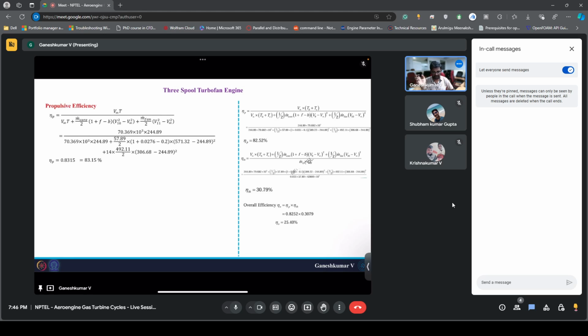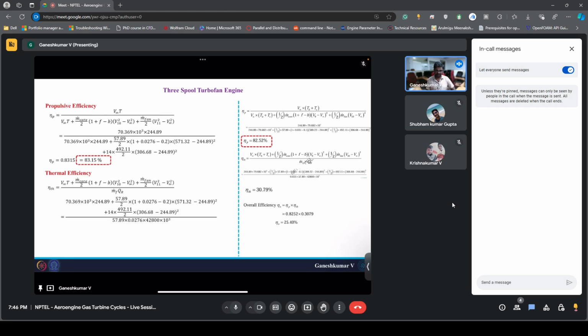Then if you find out, the propulsive efficiency will be around 83.15 percent, which is higher than 82.52 percent. This is as expected because our exit velocities have decreased, right? If you reduce the exit velocity of the core stream, you are expected to have an increase in propulsive efficiency.